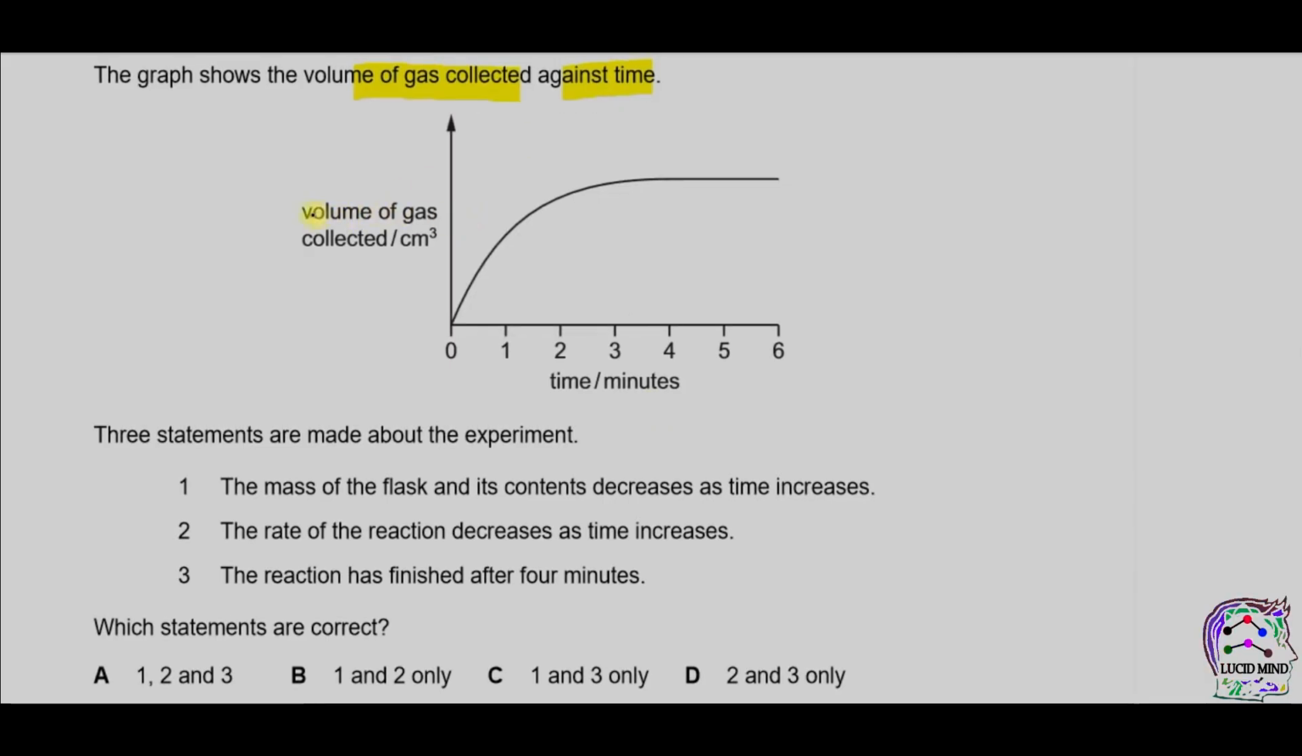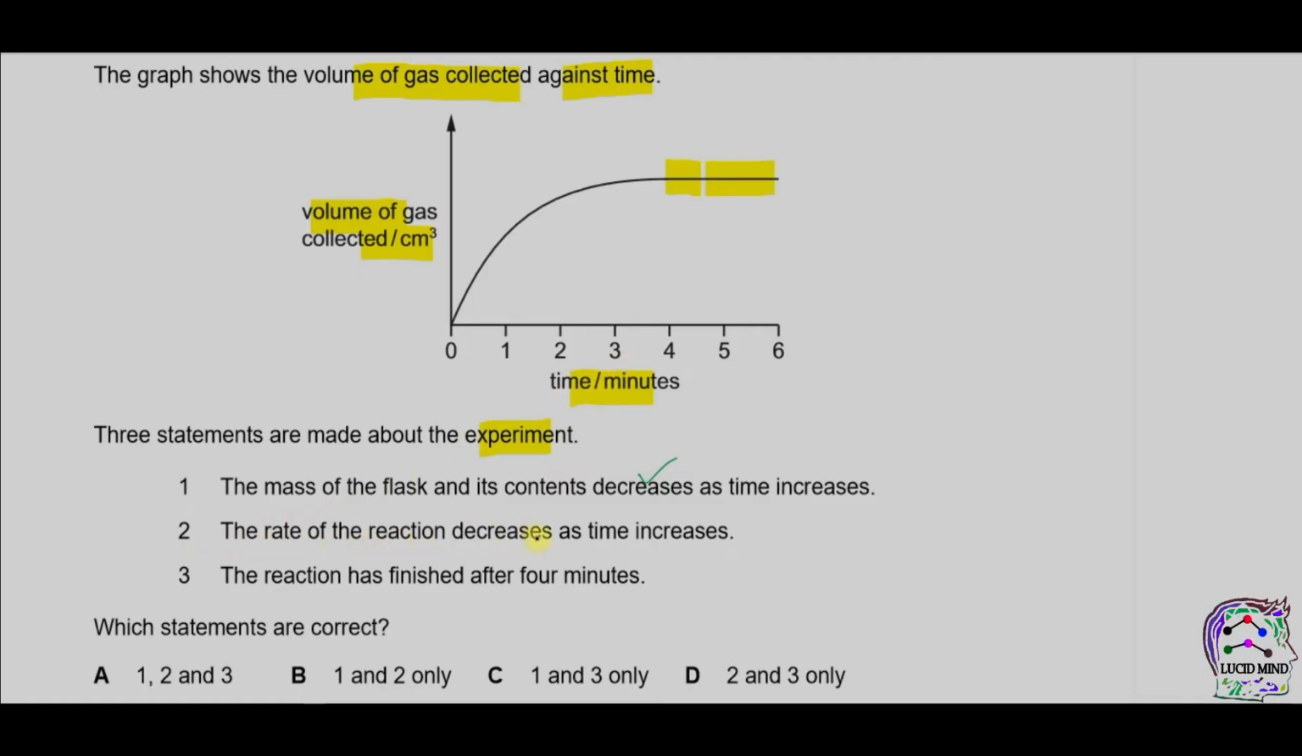This is the graph. On y-axis we have volume of gas collected and on x-axis we have time. In the start the rate was greater and slowly the reaction goes to completion and no more CO2 is formed. Three statements are made about the experiment. Number 1. The mass of the flask and its contents decrease as the time increases. As we note that the reaction is taking place and CO2 is being released, therefore the mass of the flask and its contents will decrease with time.